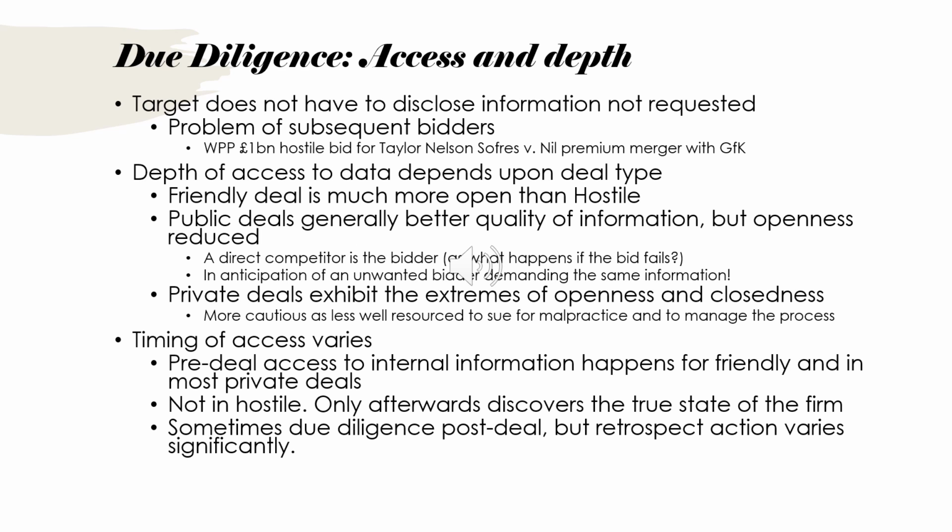The depth of access to data depends upon deal type. As I've suggested already, a friendly deal is going to be more open than a hostile one. But also, if you're buying a publicly traded company, you'll generally have much better quality of information because they're regulated. But of course, they're likely also to try to be less open, particularly if a direct competitor is a bidder and if there's anticipation of an unwanted bidder. Private deals, you tend to get the extremes of both openness and closeness.